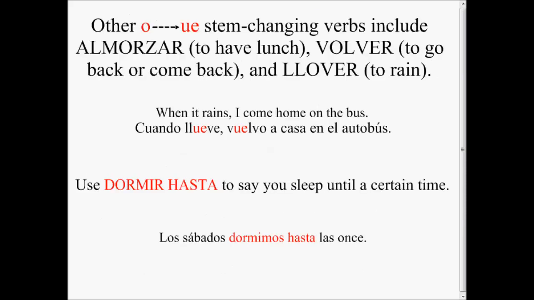Other O to UE stem-changing verbs include almorzar, which means to have lunch, volver, to go back or to come back, and llover, to rain. When it rains, I come home on the bus. Cuando llueve, vuelvo a casa en el autobús.